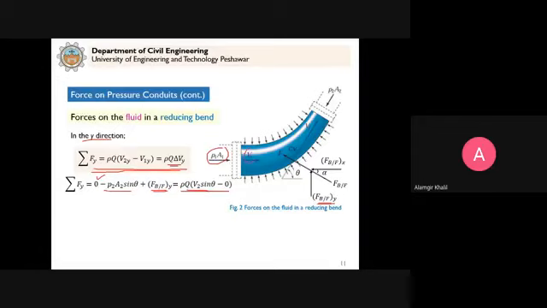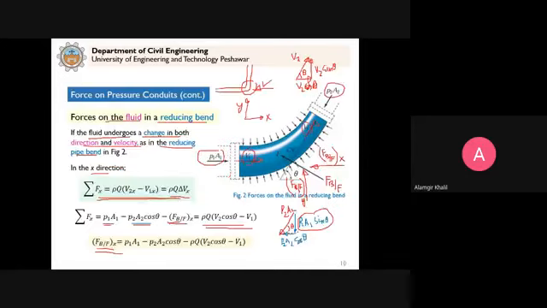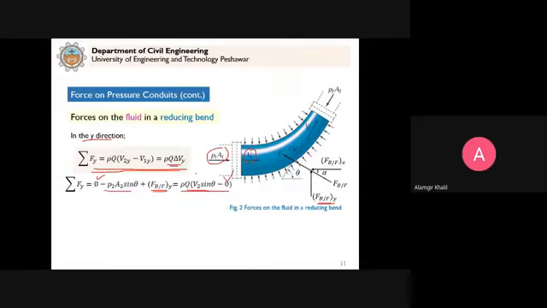V1 has no component in the y direction, so 0, and in the y direction this is V2 sine of theta. Now you can easily simplify for force of bend in the y direction. So if values are given, you can calculate the numerical value for this force.